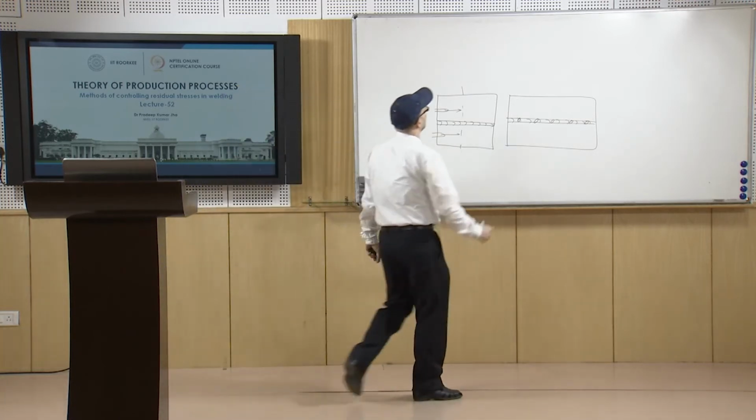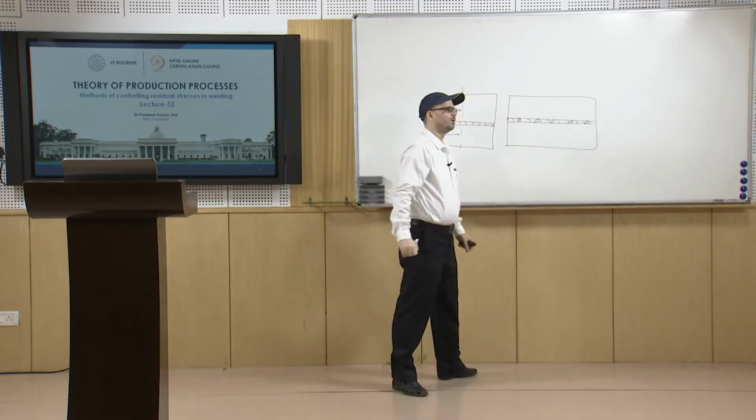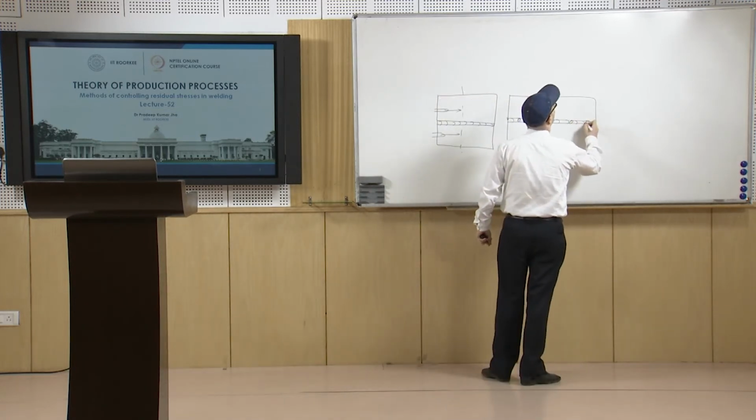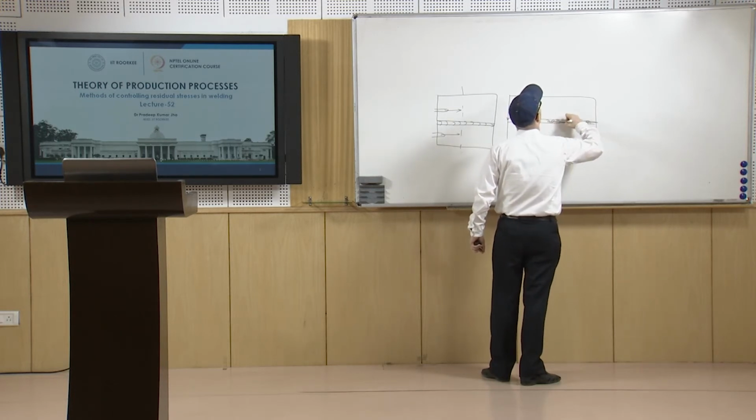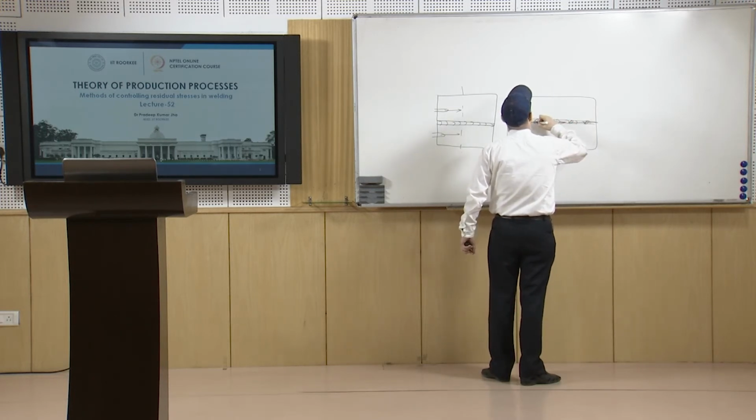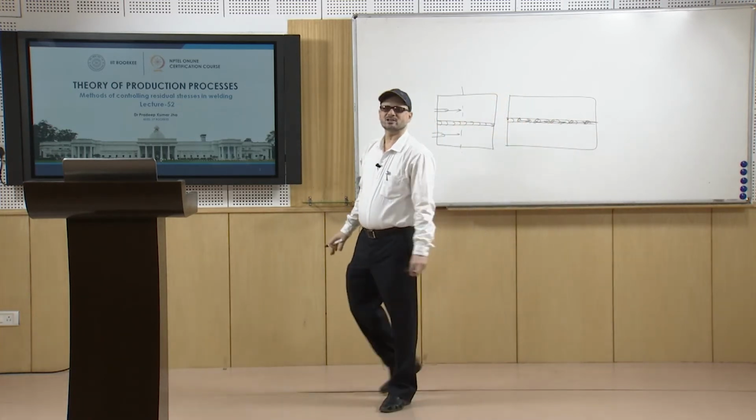Suppose you have to do the welding. You do not start from here and finish here. Instead, you will be doing welding here, or here, like this. So, you will be going welding like this. This way your welding will go on, that is backstep welding.